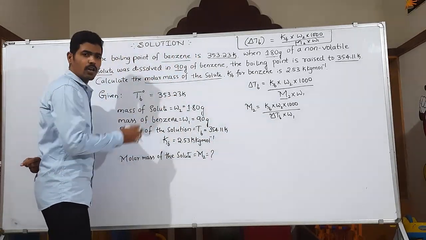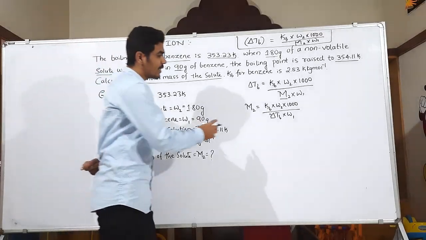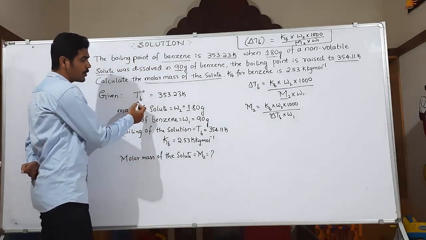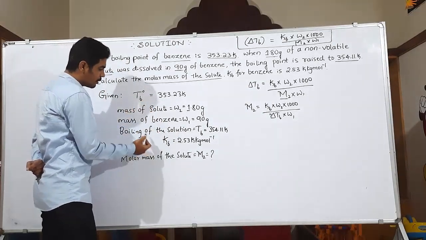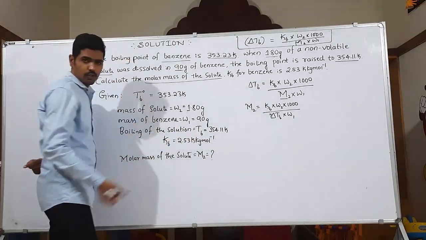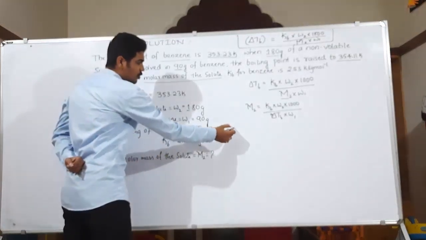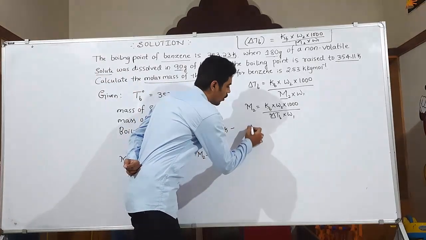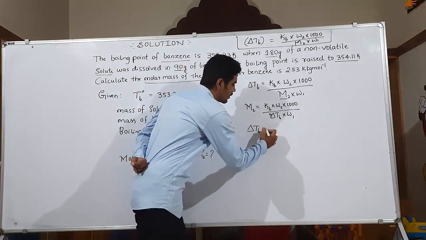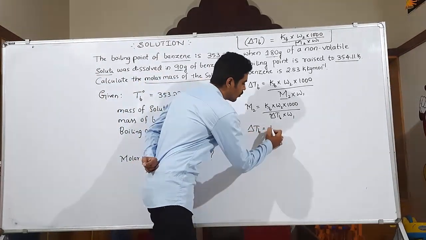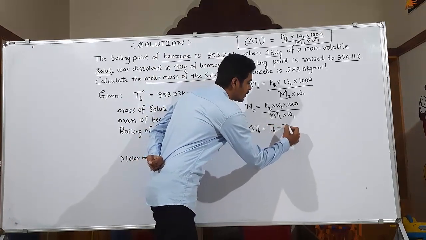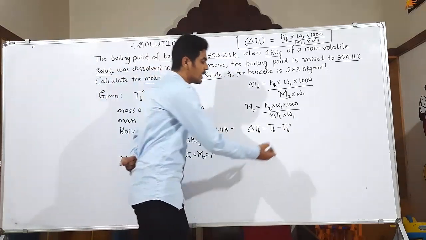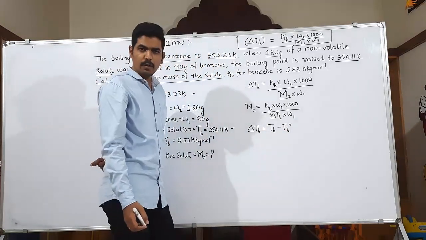Delta TB means elevation in boiling point. But they have not given the value of delta TB. But they have given the boiling point of the pure solvent and the boiling point of the solution. By using these two values, you can easily find the value of delta TB. That is, delta TB is equal to TB minus TB naught. TB means boiling point of solution, TB naught boiling point of pure solvent.